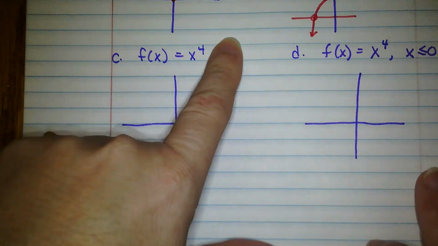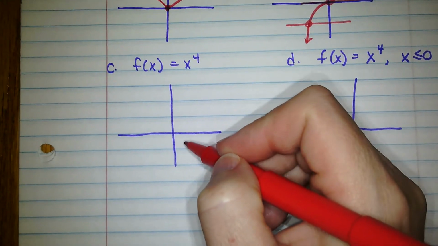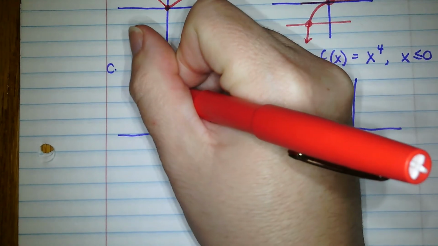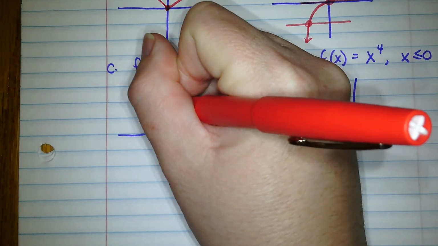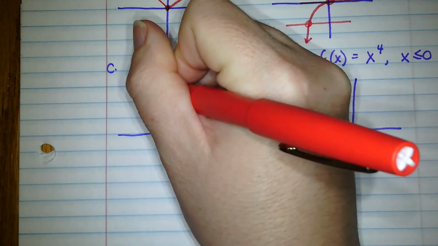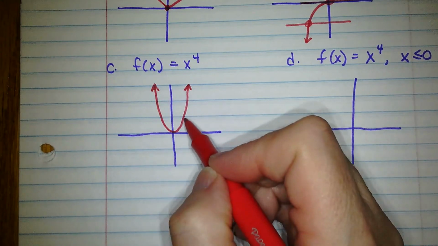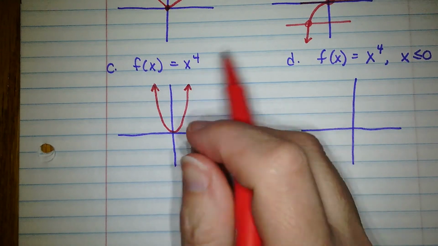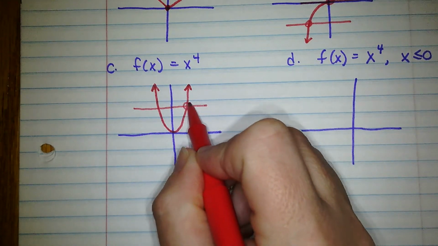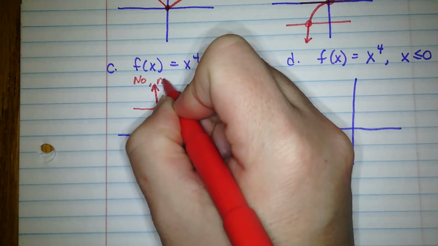For f of x equals x to the 4th, if you're not sure what this quartic looks like, when you plug values in on both the negative and the positive x side, it's a pretty steep looking parabola. It's not a parabola, but what it does is it climbs real fast and it's real narrow. Okay, so if you notice, this does not pass the horizontal line test. So no, this has no inverse.